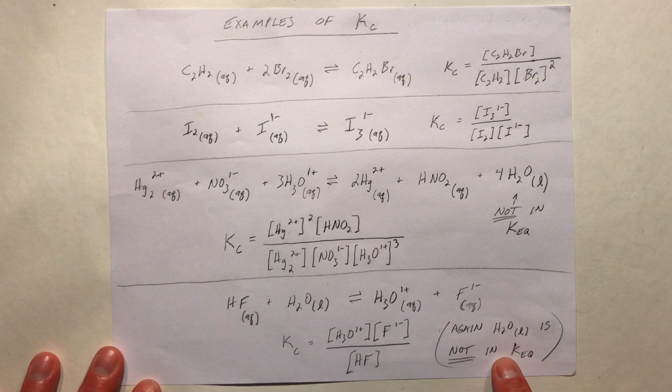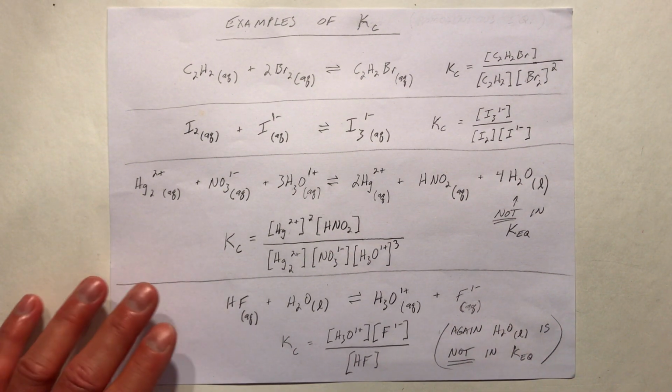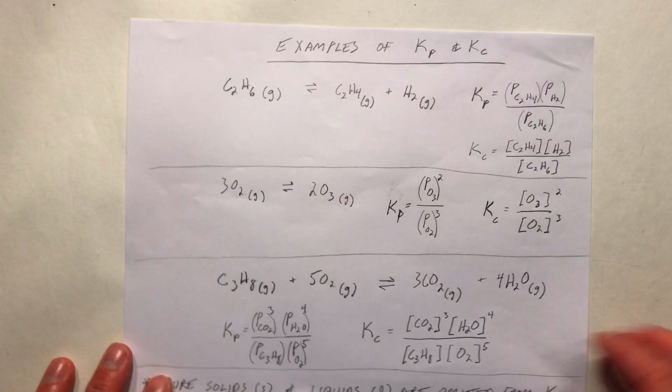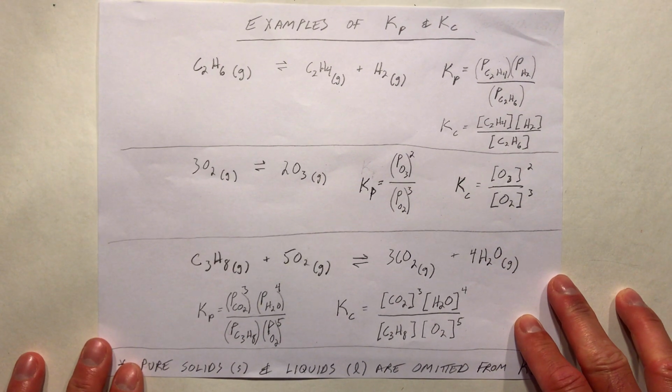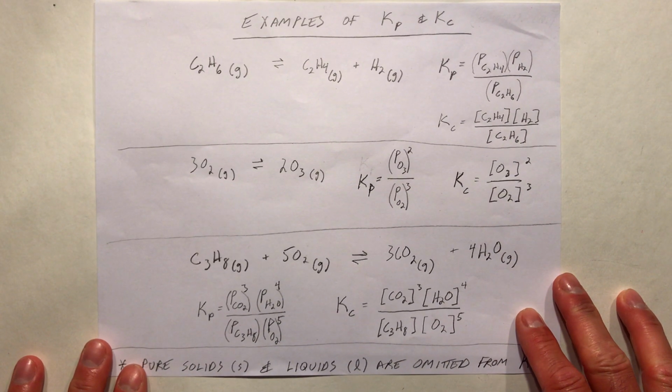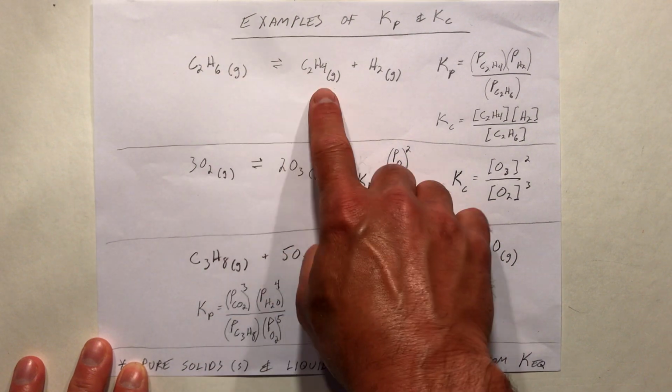Again, any pure liquid or pure solid or solvent is omitted from the KEQ expression. Some more examples of Kp and Kc, and now we can use Kp since we have reactions that are involving all gases. So here we have a gas and a gas and a gas.